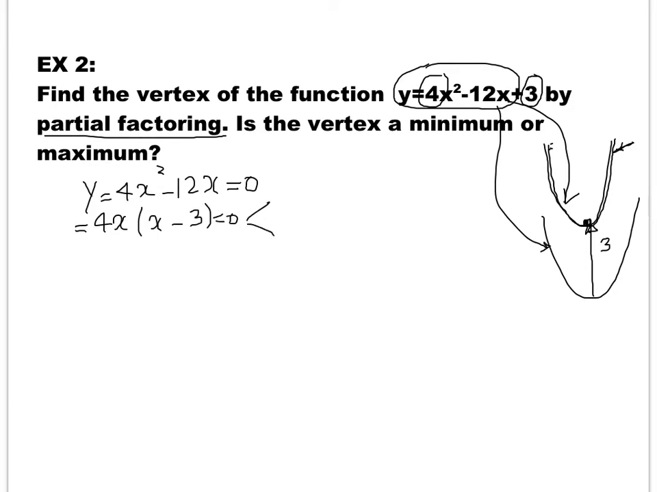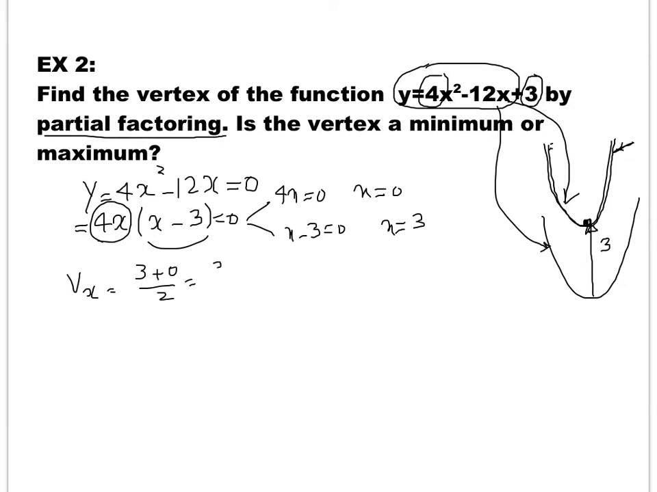I either get 4x is equal to 0, which means that x is equal to 0 is one x-intercept, or x minus 3 is equal to 0, so x is equal to 3. Remember, when the product of two numbers is 0, either one of them or both of them have to be 0. So we know that the x-intercepts are 0 and 3. So we say that v sub x is (3 plus 0) divided by 2, which is 3 over 2. So the x-coordinate of the vertex is 3 over 2.